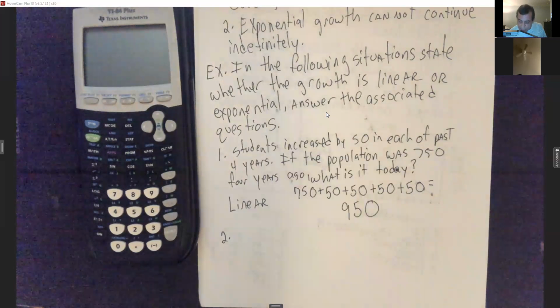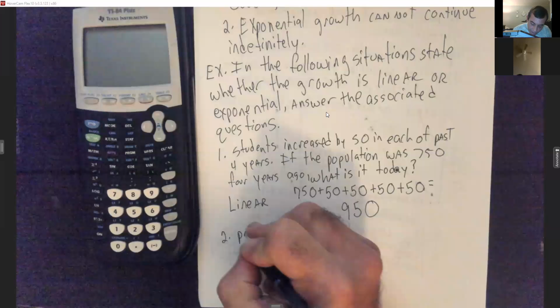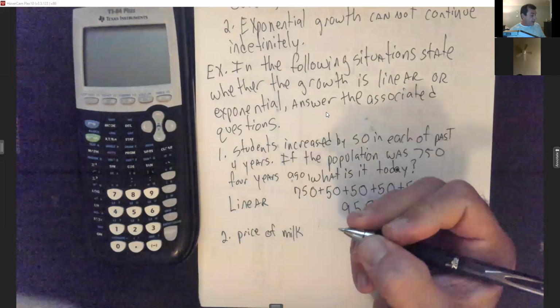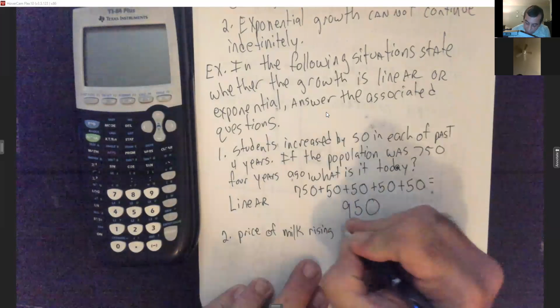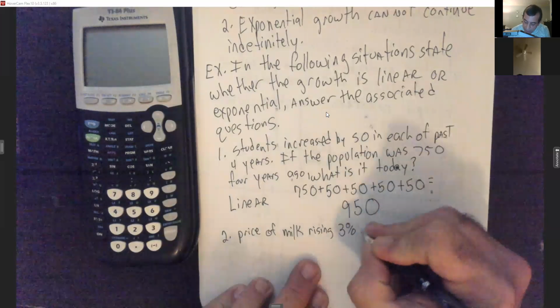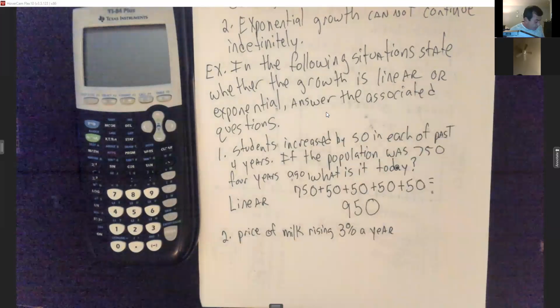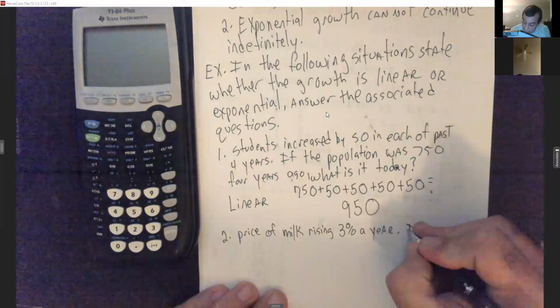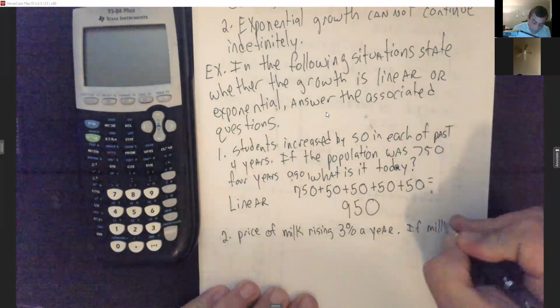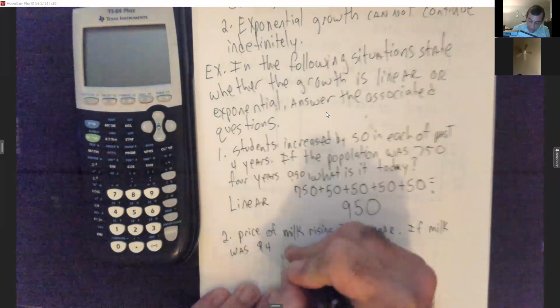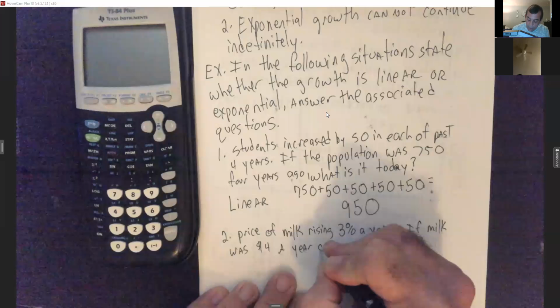Y'all, this one says the price of milk is rising 3% a year. If milk was $4 a year ago, what is it now?